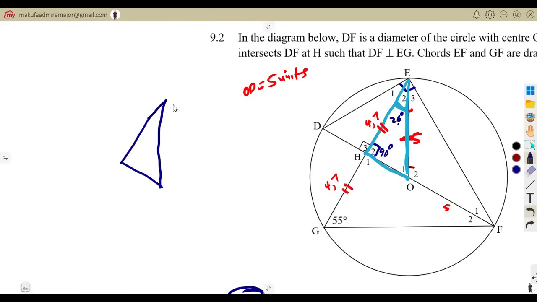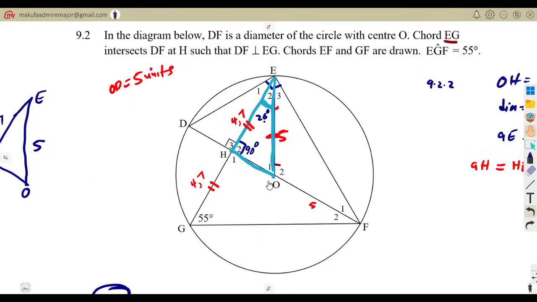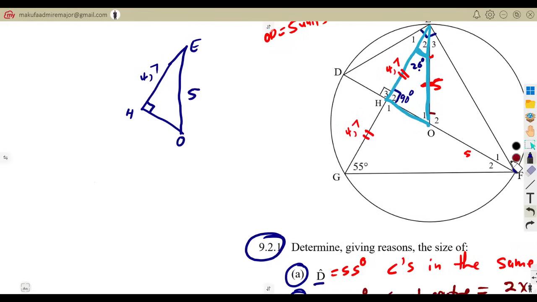This is your E, this is your H, and this is your O. And remember I said this is a right angle here. From O to E, it's 5. From H to E, it's 4,7 from our calculations, remember? So you can calculate HO, guys, or OH, which is this one, OH that we want. It's a right angle triangle, so you can use our Pythagoras theorem.